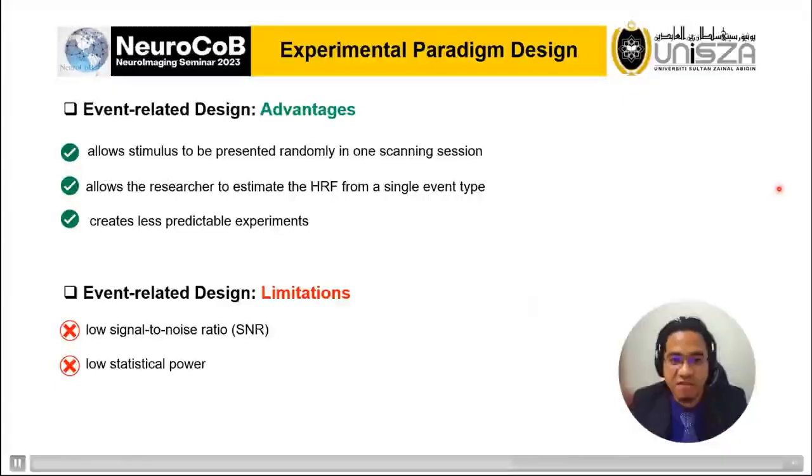Okay, an advantage of event-related designs is that it allows stimuli to be presented randomly in one scanning session. It also allows the researcher to estimate the HRF from a single event type and creates less predictable experiments. The limitations, however, are low signal-to-noise ratio and low statistical power.